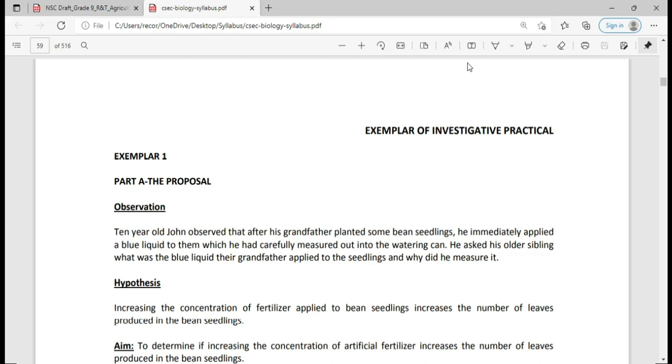So the next thing to do here to find out is to formulate a hypothesis.